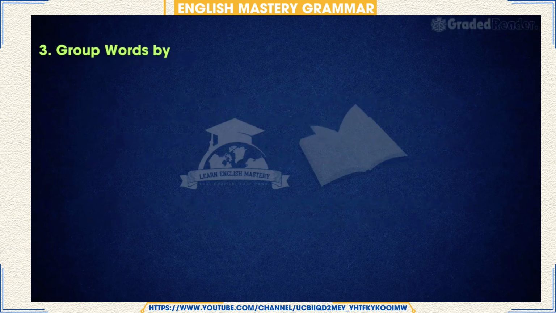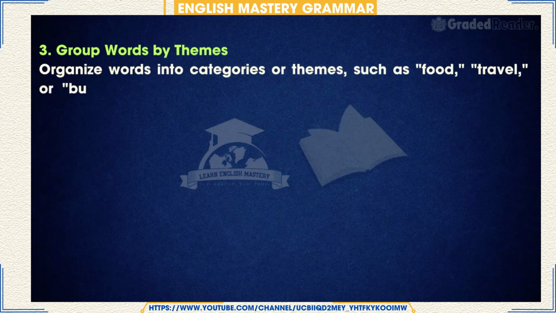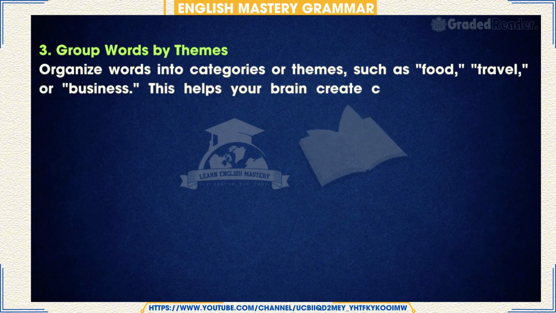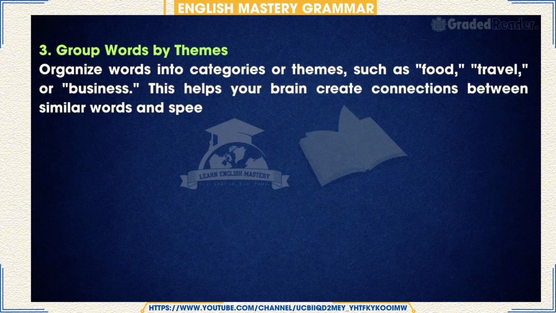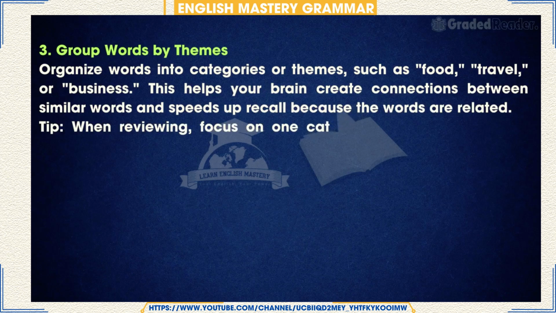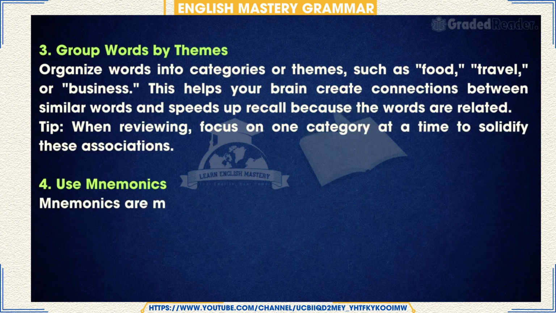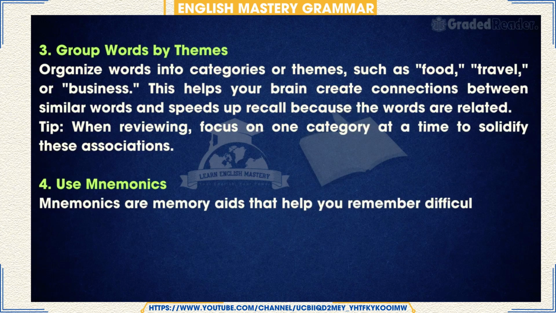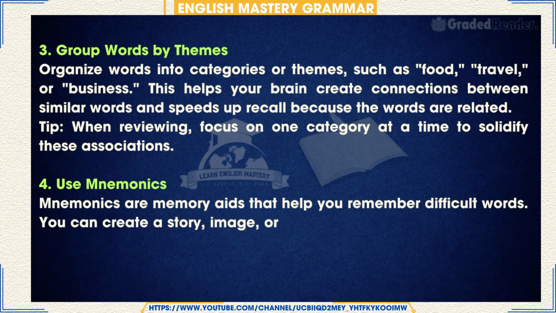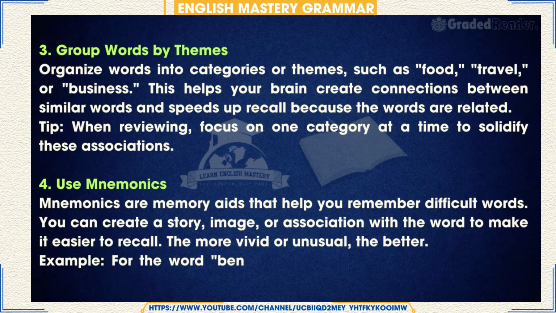3. Group words by themes. Organize words into categories or themes, such as food, travel, or business. This helps your brain create connections between similar words and speeds up recall because the words are related. Tip: when reviewing, focus on one category at a time to solidify these associations.